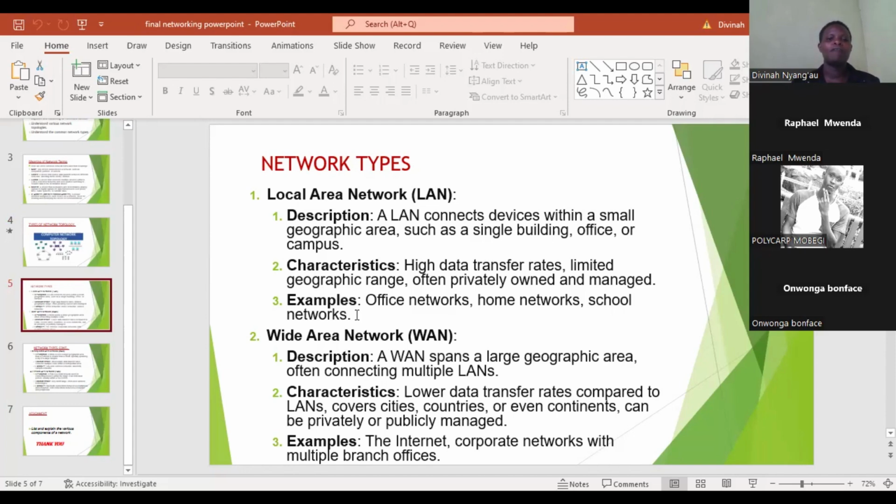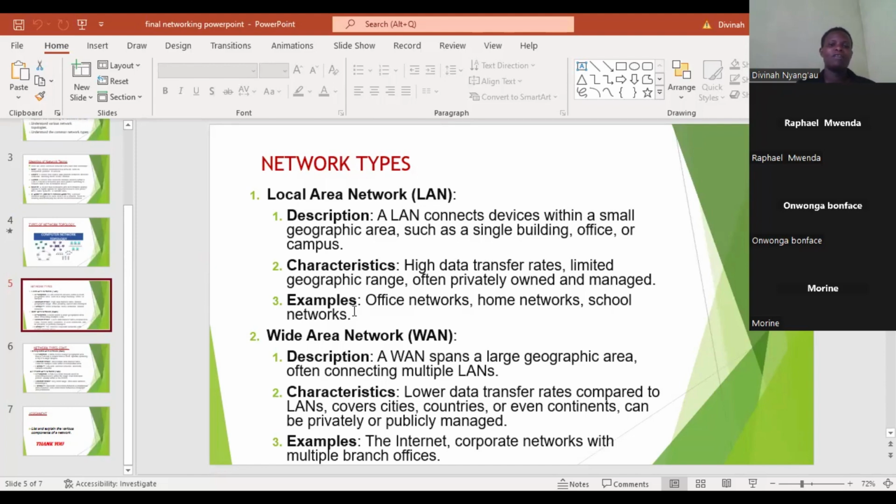Number two, we have wide area network, known as WAN. A WAN spans a large geographical area, often connecting multiple LANs. Characteristics of a WAN: lower data transfer rates compared to LANs, it covers cities, countries, or even continents, and can be privately or publicly managed. Examples of a wide area network: the internet, and a corporate network with multiple branch offices.